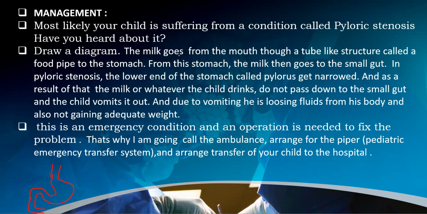Right? So you can say that, well, the milk goes from the mouth through a tube-like structure called the food pipe to the stomach. From the stomach, milk then goes to the small gut. In pyloric stenosis, the lower end of the stomach, called the pylorus, gets narrowed. As a result, the milk or whatever the child drinks cannot pass down to the small gut and the child starts vomiting it out. And due to vomiting, he is losing fluid from his body, getting dehydrated, and not gaining adequate body weight.